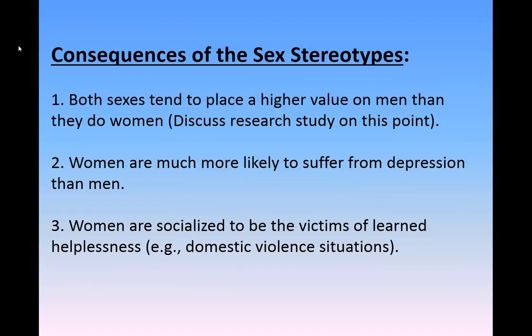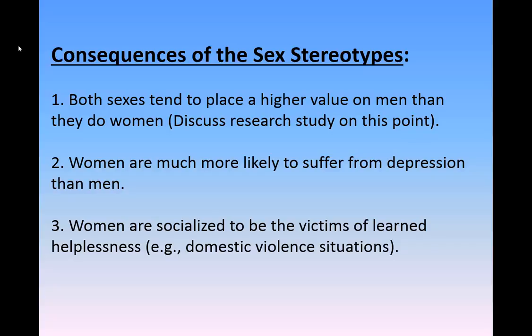Now, consequences of the stereotypes, because both sexes tend to place a higher value on men than they do women. There was a study where they distributed articles to university freshmen, and they were the same articles except in half of them the author was clearly female, like Ashley, so you couldn't, there aren't any guys named Ashley. And then in other cases it was a clearly male name.